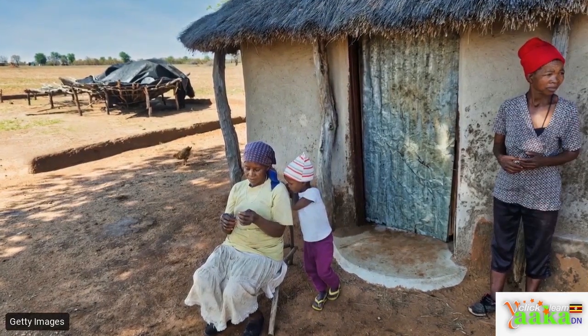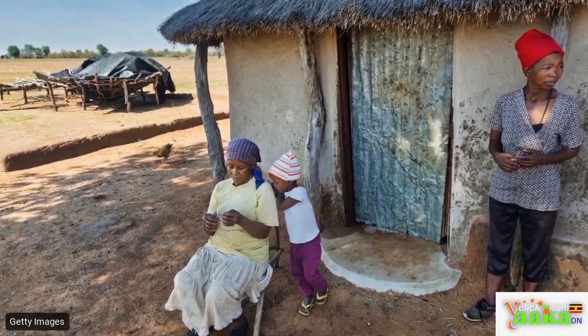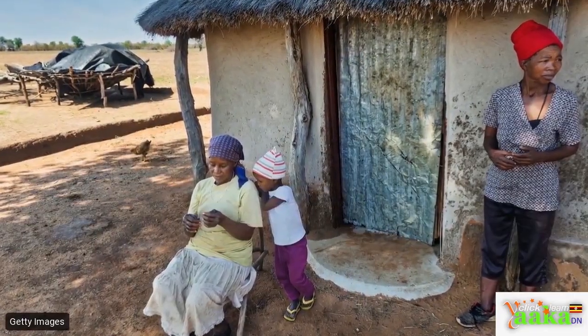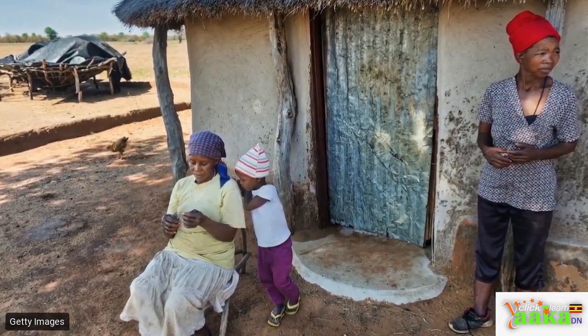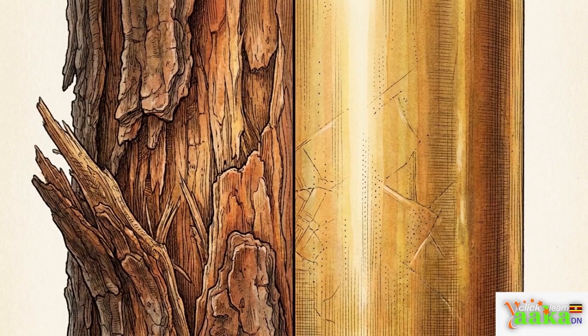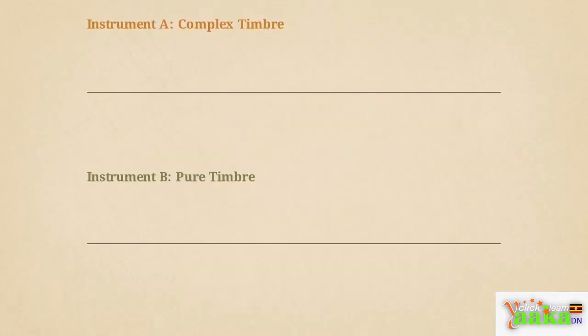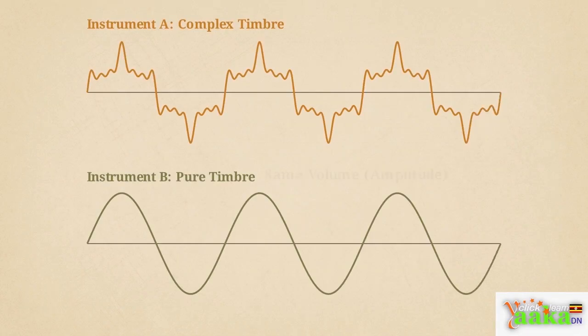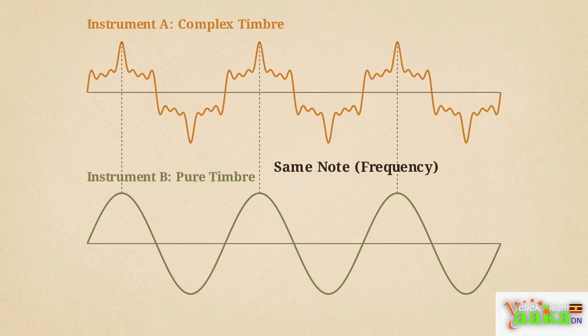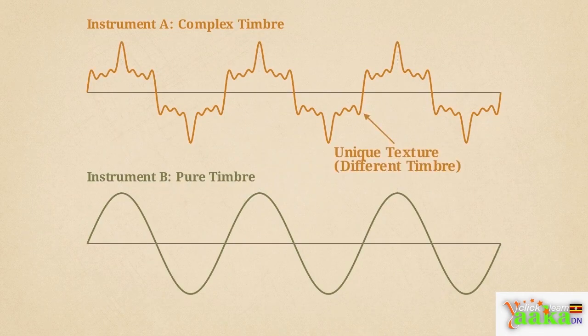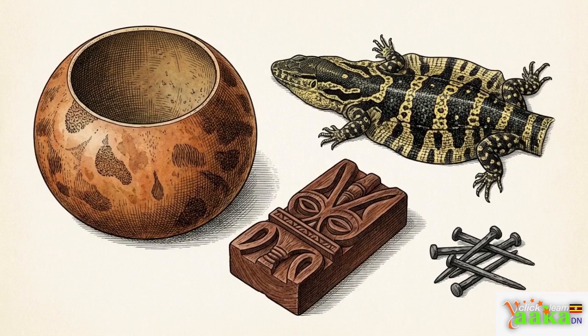Finally, we have timbre. Think about how you can recognize your mother's voice calling you from another room without seeing her. Every sound has a unique texture or tone color. Even if 2 different instruments play the same note at the same volume, they will still sound different to your ear. This identity is created by the physical materials used to build the instrument.